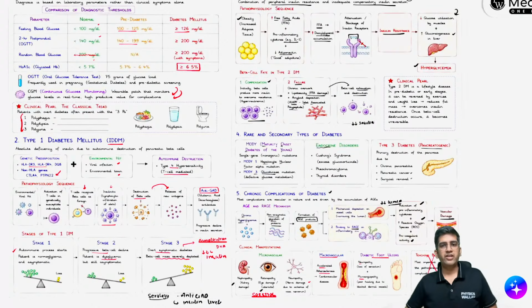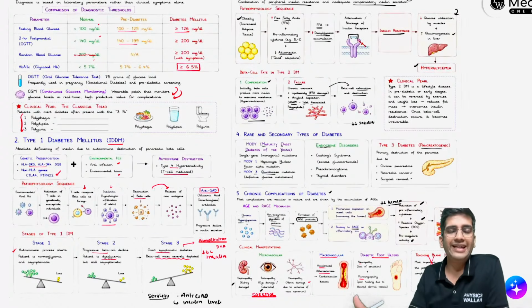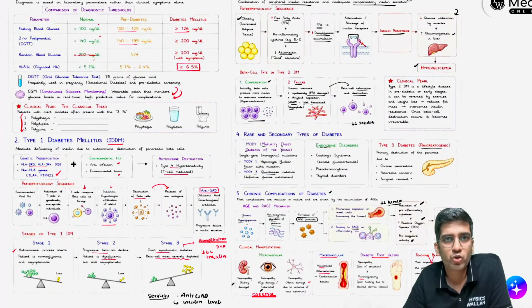Okay, Raviraj, acute complications of diabetes mellitus, two things: diabetic ketoacidosis and hyperosmolar coma. Right, these are two other acute complications of diabetes mellitus.